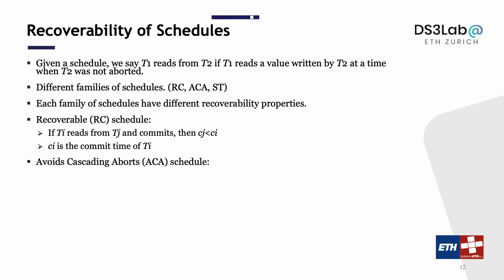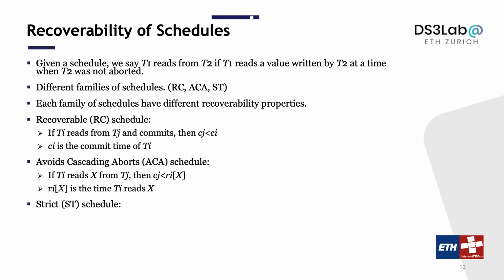The second family is called avoid cascading aborts, called ACA. We are going to go through the definition, and then we are going to look at them in detail by examples. Essentially, if your schedule is in ACA, it means that in that schedule, if you have two transactions Ti and Tj, and Ti reads X from Tj, we want to make sure Tj commits before Ti reads that. If that is true, then that schedule is in ACA.